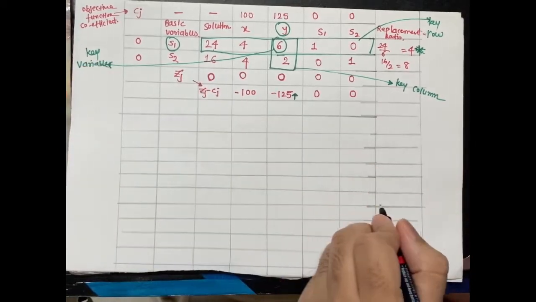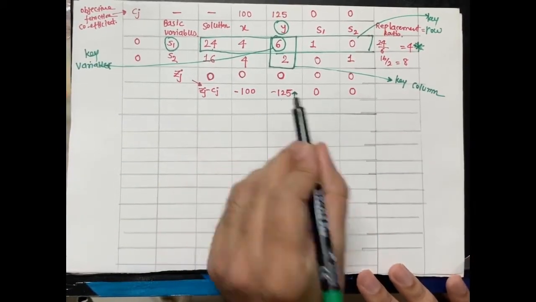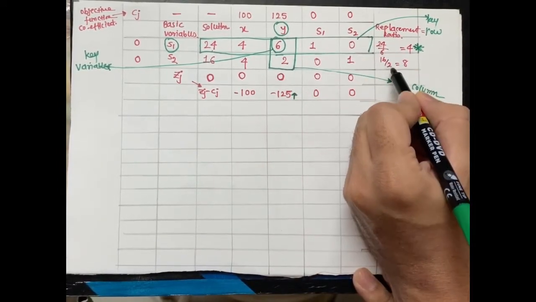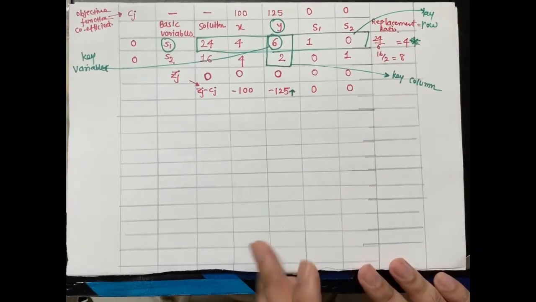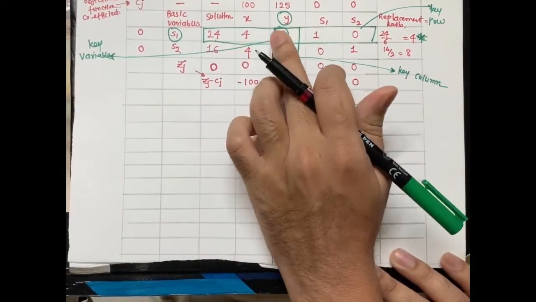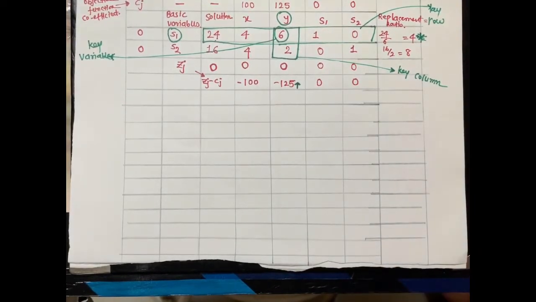How can I identify the key column? From the Zj minus Cj value. How can I identify the key row? From the lowest value of the replacement ratio. Intersection of this key row and key column is referred to as my key variable. After doing this, this is the end of my first iteration, and I have to begin with my second iteration.